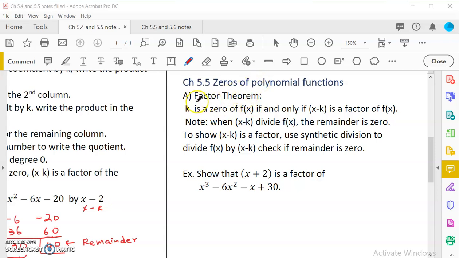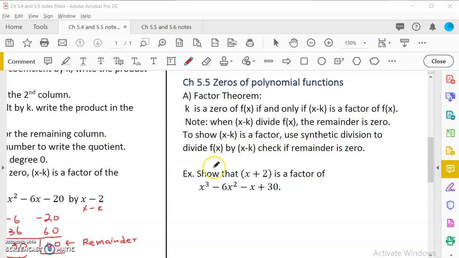The first is called the factor theorem. What is the factor theorem? The factor theorem says that x minus k is a factor if you divide your f of x by x minus k and you get a remainder of 0. Because if you can factor it, you should have no remainder. So to show that x minus k is a factor, you would use synthetic division to divide it and check if the remainder is 0.